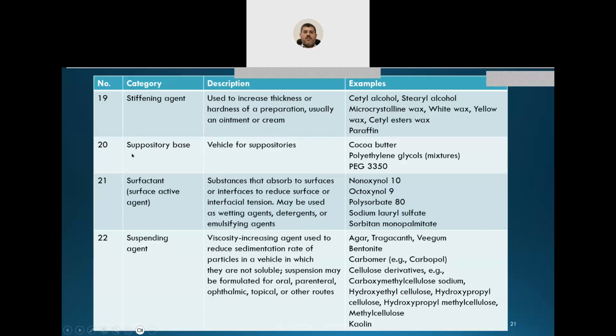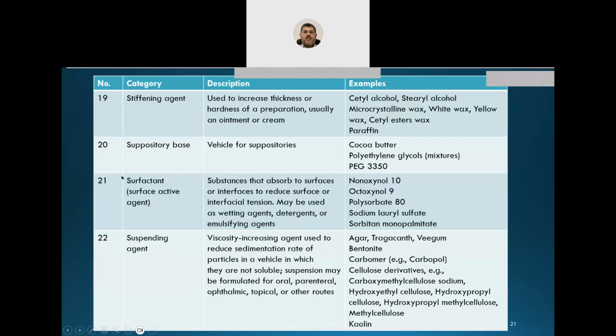Okay. Some materials are used to make suppository bases, so they are vehicles for suppositories. We can mix the API that is intended to be delivered as a suppository with these materials. We call them suppository base, like cocoa butter, very commonly used, or polyethylene glycols, different grades.